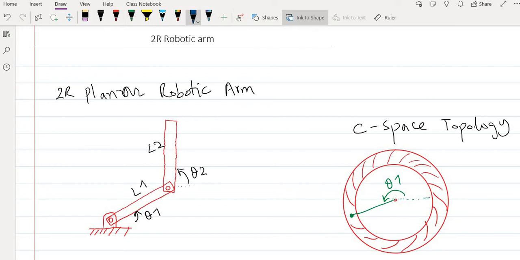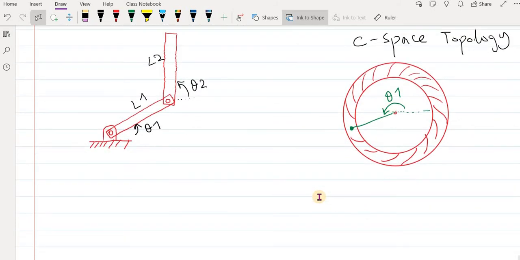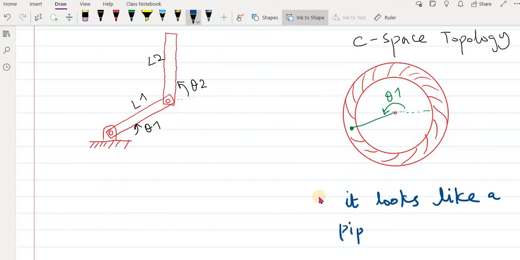So we can call it as this one here. Looks like a pipe bent in a circle. So imagine a pipe that's hollow from inside, and it is bent in a circle and connected end to end. Okay, so I'll give you an example from here. So initially it was like this, a pipe.